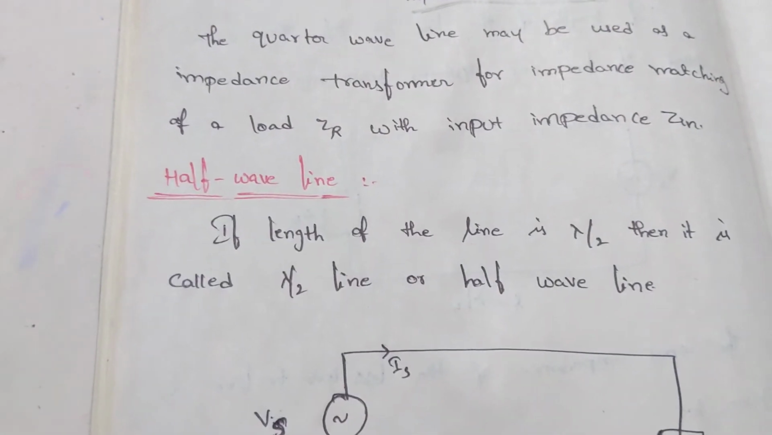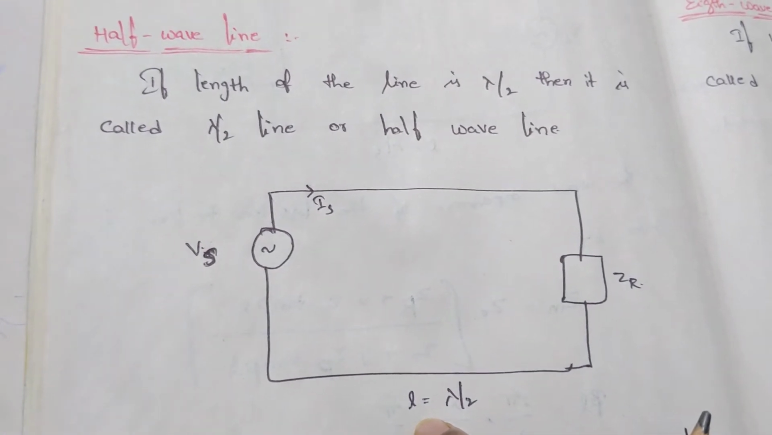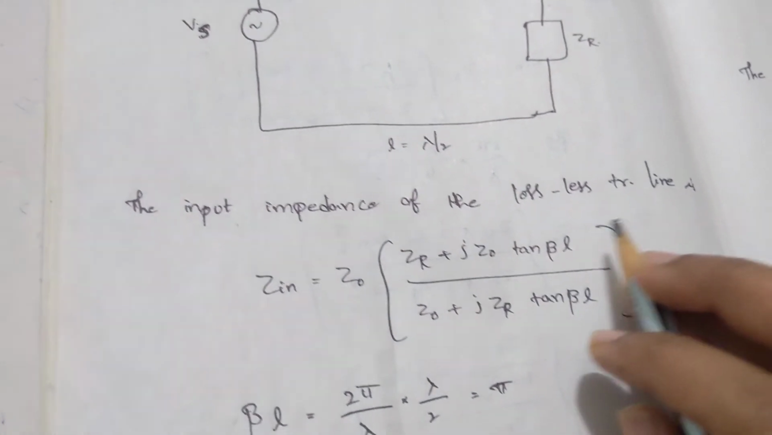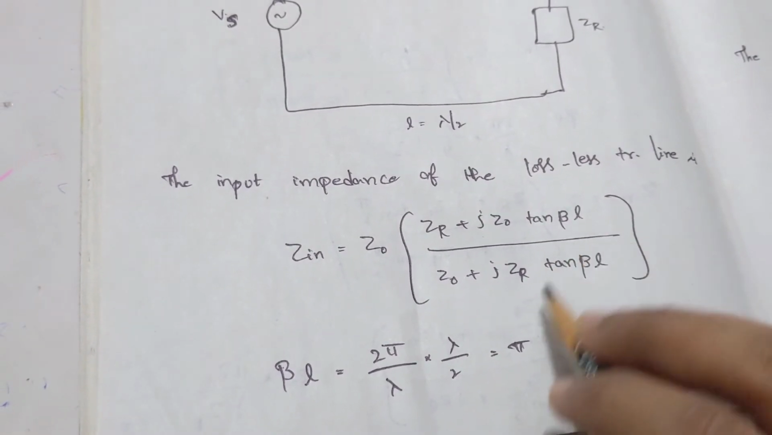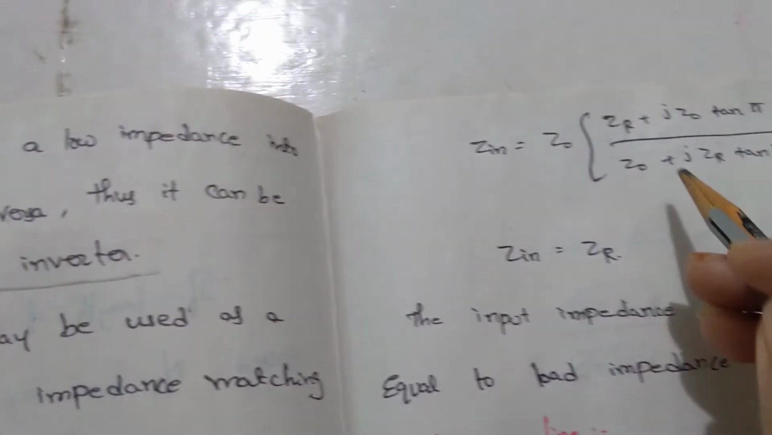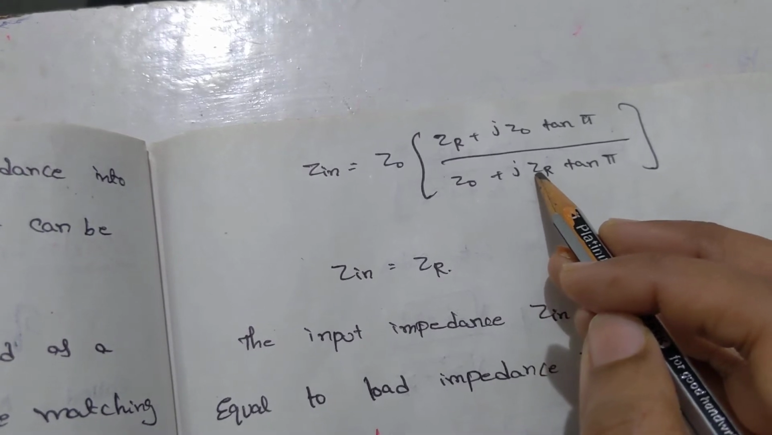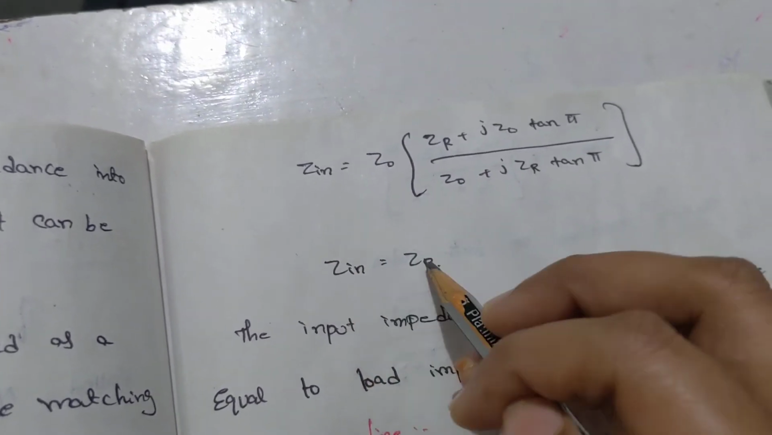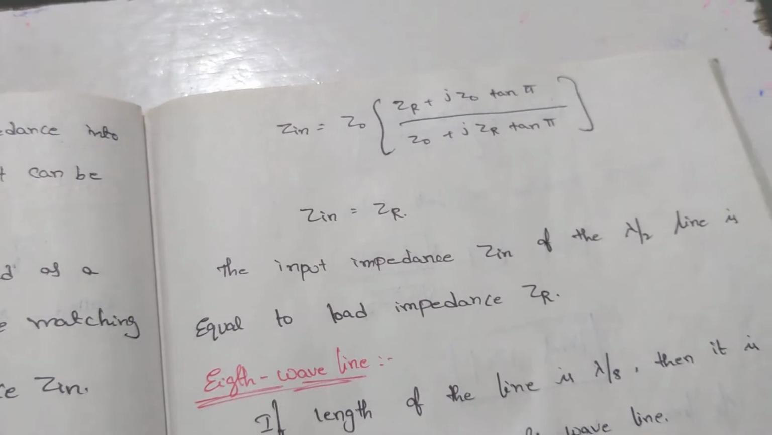When you go for the half wave, the same thing is repeated. The only variation is that instead of L equals lambda by 4, we consider L equals lambda by 2. Again we consider our input impedance. Simply substitute beta L as 2 pi by lambda into lambda by 2, so beta L is nothing but pi. Replace in the expression: Zin equals Zr plus j Z0 tan pi divided by Z0 plus j Zr tan pi. Substituting the tan pi value, Z0 cancels over. So Zin is nothing but Zr. The input impedance of a half wave line equals the load impedance.